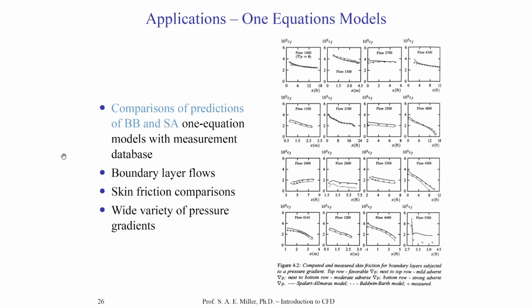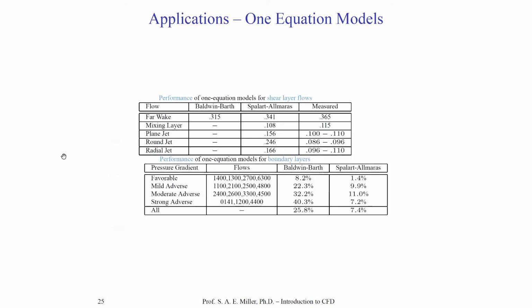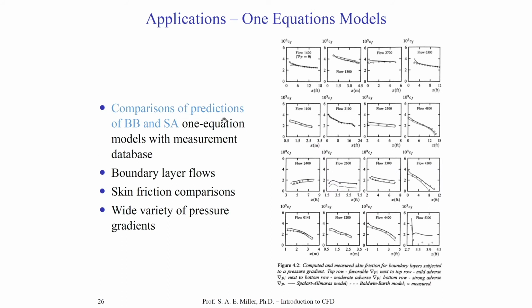Let's look at additional comparisons of, of course, the Baldwin-Barth model and the Spalart-Allmaras model. These are, of course, one equation models, and we'll look at boundary layer flow again, and we'll look at skin friction comparisons. This is just like last class. On the y-axis, we have skin friction. On the x-axis, we, of course, have spatial position on a fully turbulent boundary layer. The top row is zero pressure gradient. Then the next row is a mild pressure gradient. The following row, the third one, is an adverse pressure gradient. And finally, there's a strong adverse pressure gradient in the bottom.